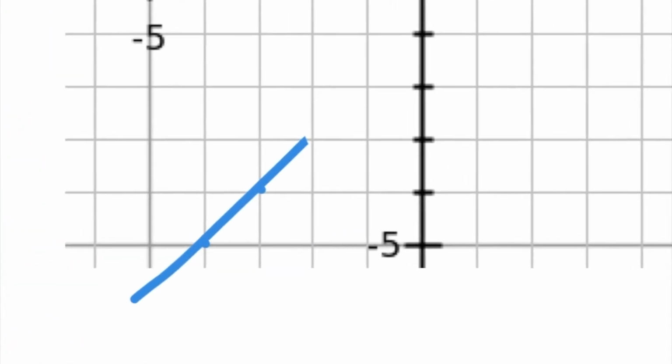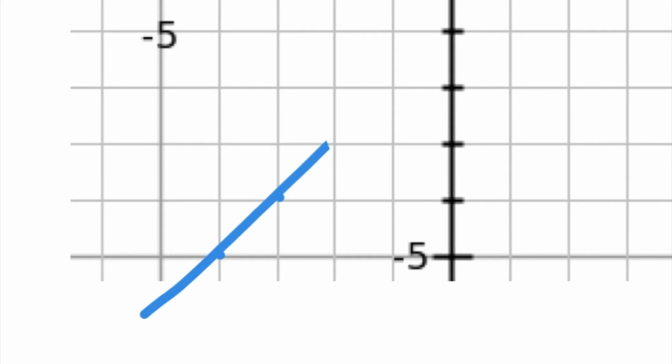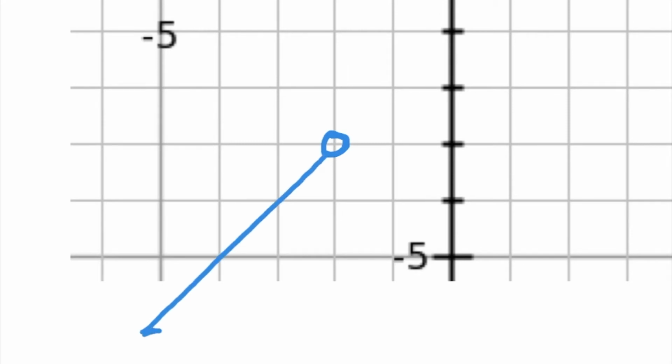So let me fix this up just a little bit. I'm just going to erase all of that. I'm going to have an open circle here, and the point where the open circle is, is -2, -3. And if you look at what you have in Desmos, you should have that as well. And then my slope goes, you're going backwards, but it's a positive slope, up 1 over 1, slope of 1.